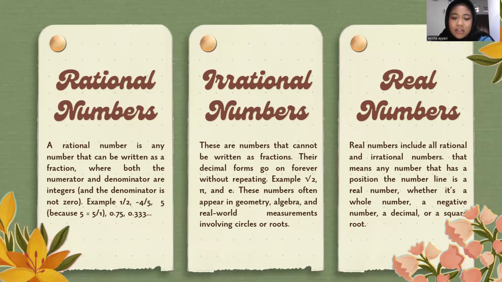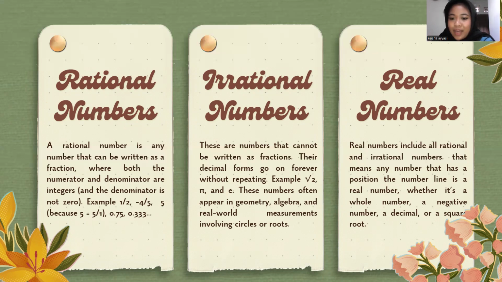Then we have irrational numbers. These are numbers that cannot be written as fractions. Their decimal forms go on forever without repeating. Examples are the square root of 2, pi, and e. These numbers often appear in geometry, algebra, and real-world measurements involving circles or roots.